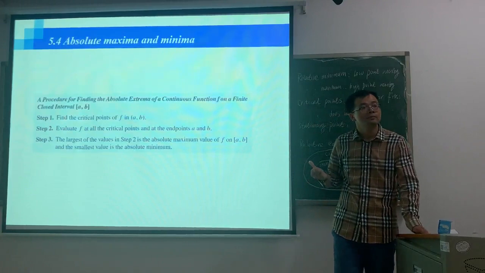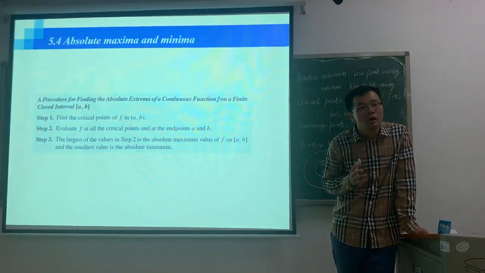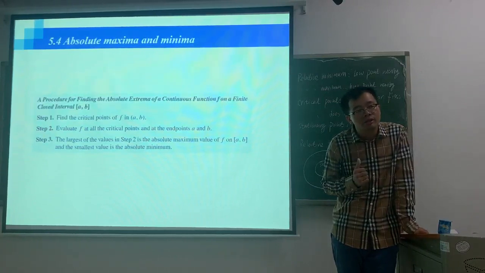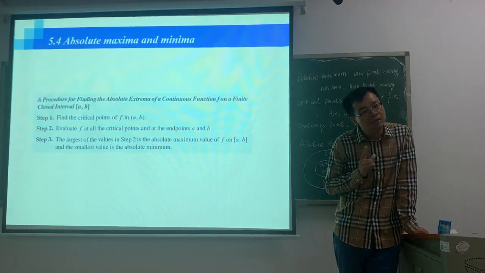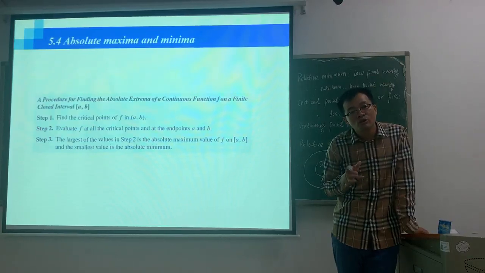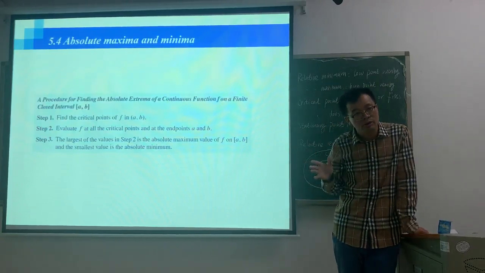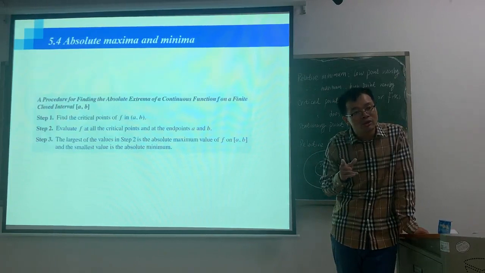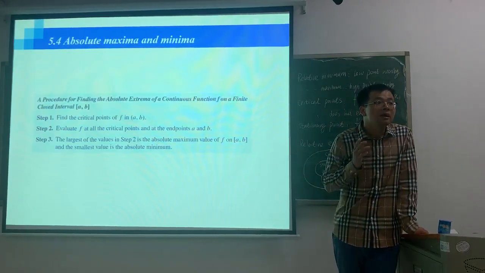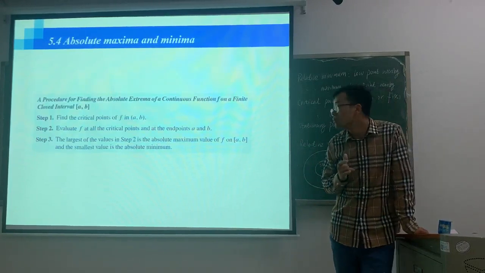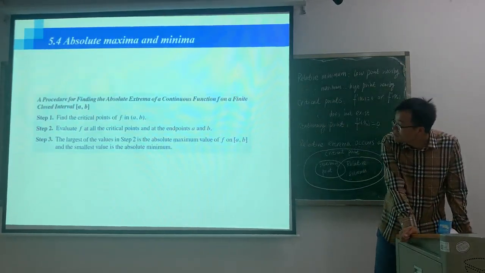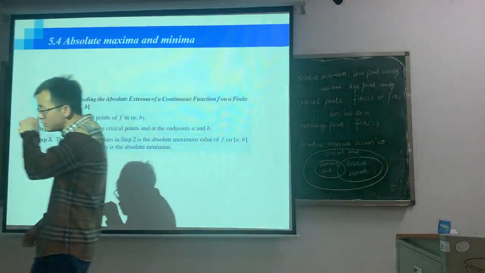So these three steps tell you how to find the maximum and the minimum of a continuous function on a closed interval. The first step is find the critical points. The second is evaluate the function value at the critical points and the endpoints. Among these values, you take the largest one, which is the absolute maximum. You take the smallest one, which is the absolute minimum. So this is the procedure. We give an example.